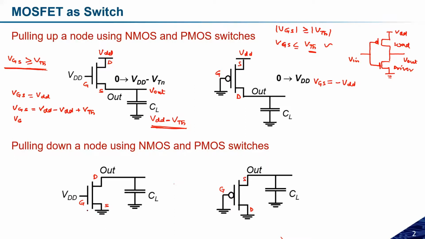If you see here, in the first case, VGS is equal to VDD minus zero, so it will be VDD. If CL is charged to VDD, and I have provided the gate voltage of this NMOS transistor as VDD, then VGS will become VDD, and this NMOS transistor will be in on state. If it is on, this output voltage will be connected to the ground and this load capacitance will discharge through this NMOS transistor. Initially it was at VDD, but it will discharge completely to zero, because this condition will never fail. You will always get VGS equal to VDD, and this transistor will always be in on state unless we remove the gate voltage.